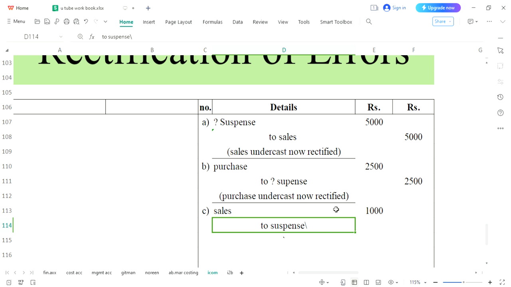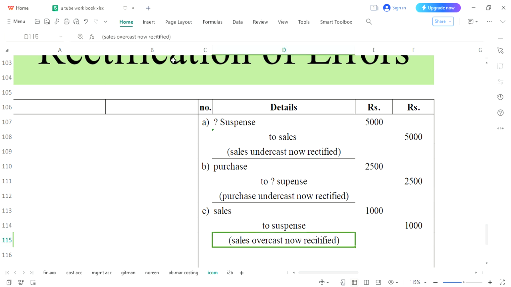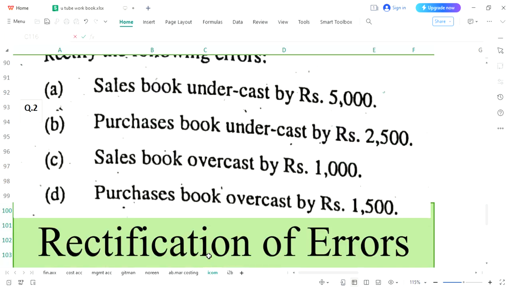Over here we are going to remove this hash, and the same amount we are supposed to write over here. In this way our entry has been completed. Sales to suspense. Whenever you are asked what is the journal entry, you will pronounce it as sales to suspense. So three entries are completed. Now let's see what D entry is saying to us.